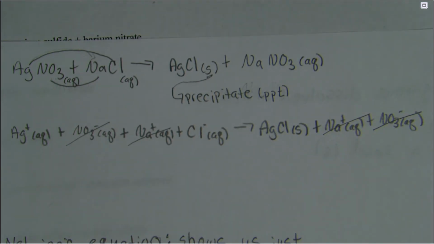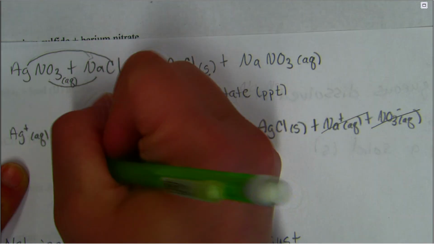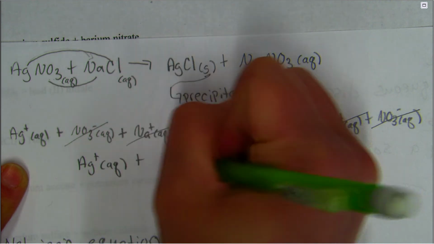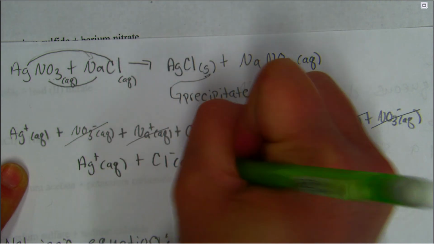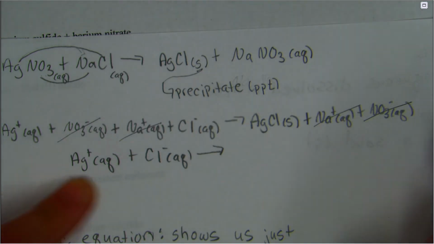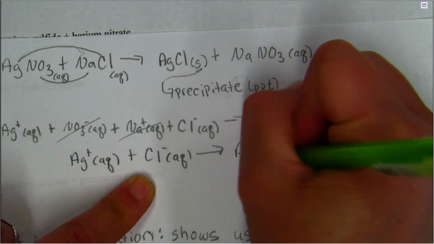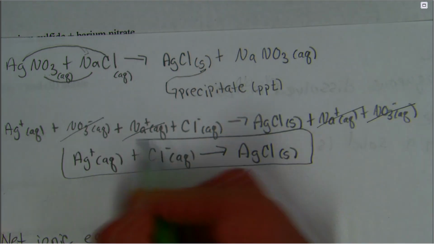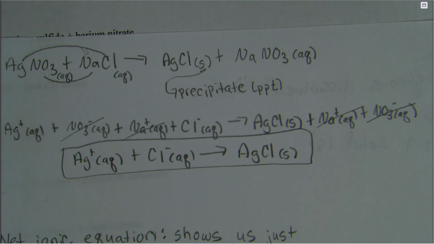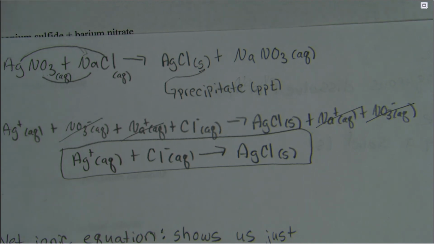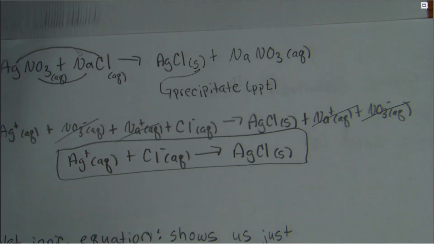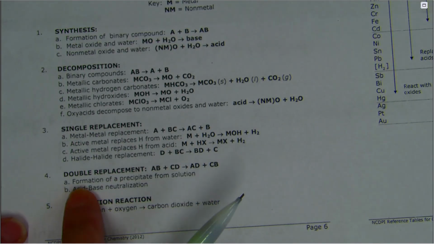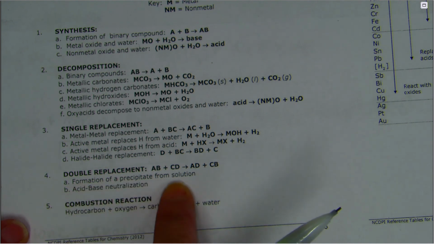We are then going to rewrite everything that we have not marked out. So my net ionic equation here is as follows. A silver ion and a chlorine ion are going to form silver chloride. Final answer. All right. So if we look here, this was an example of type A reaction, the formation of a precipitate.